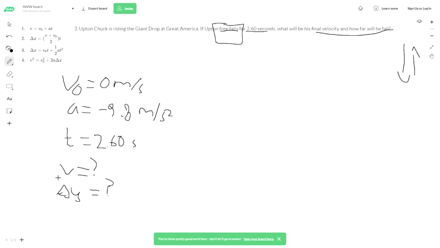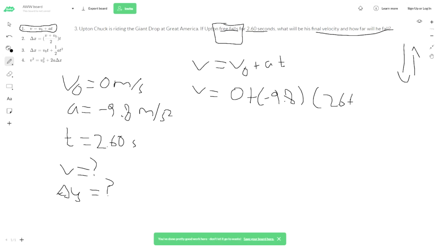Okay, so it doesn't really matter which one you solve first. Since it asks for velocity first, let's go ahead and solve for velocity first. So we can use our first kinematics equation right here. V equals V0 plus AT. Substituting in, we can get V equals 0 plus negative 9.8 times 2.60. And then this gives us a final velocity value of negative 25.5 meters per second.